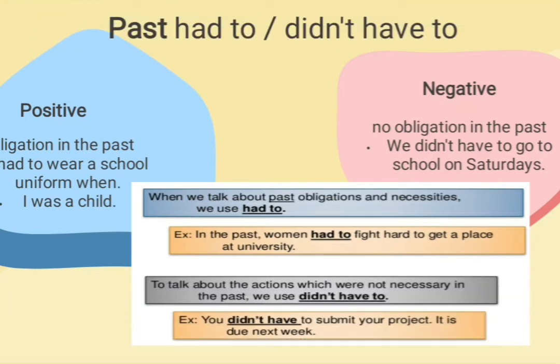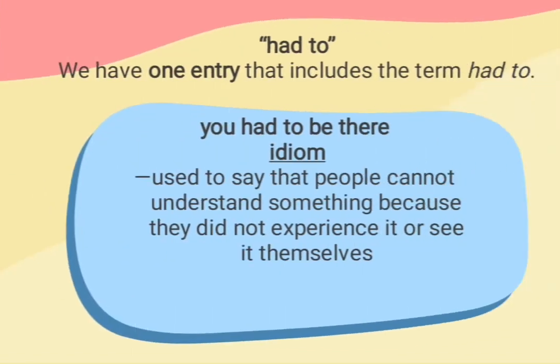This is the next topic that we are studying. When we talk about past obligations and necessities, we use had to. Here we have an example. In the past, women had to fight hard to get a place at the university. But to talk about actions which were not necessary in the past, we are going to use didn't have to. For example, you didn't have to submit your project. It is due next week.